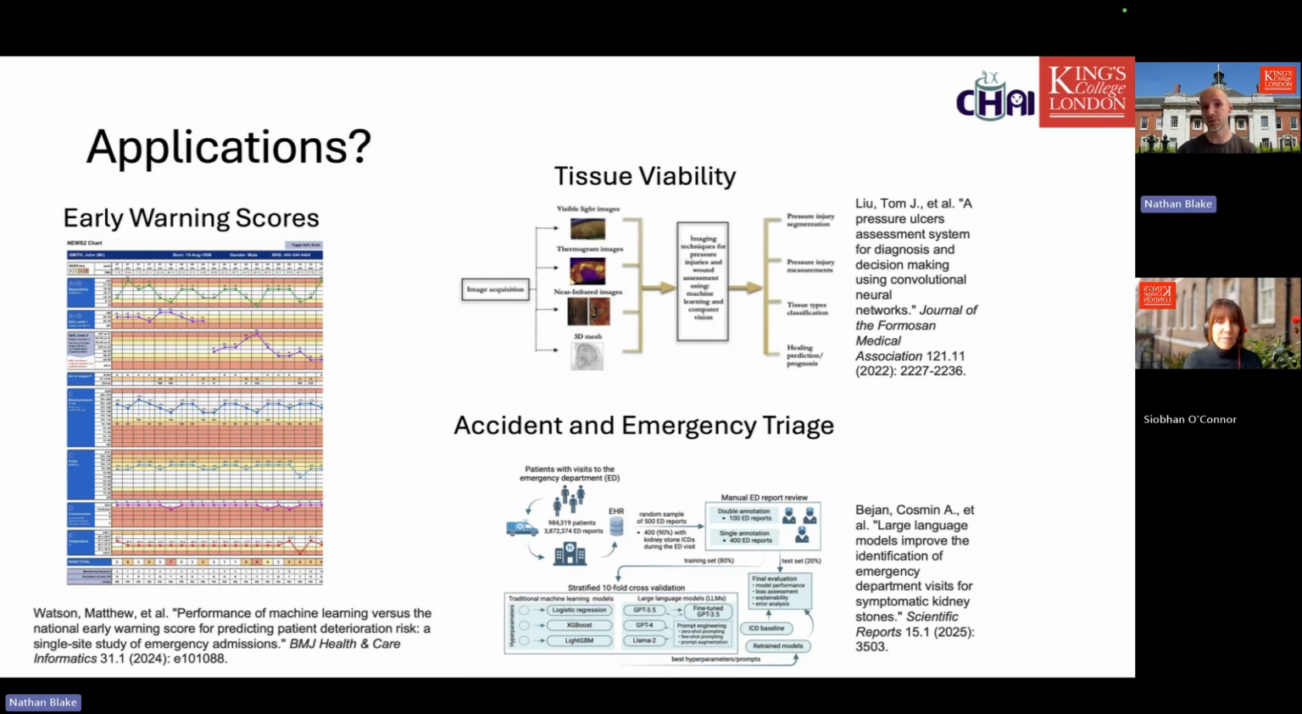Some other interesting ones I came across, people have been applying AI for tissue viability. That's both just normal sort of white light images and also using thermal images, apparently, which is quite cool. But again, you can well imagine why you'd want to be able to have an explanation of why an AI model thinks a particular patient is at risk of tissue breakdown, especially where is that tissue going to break down. And something maybe a bit closer to my heart, accident and emergency triage.